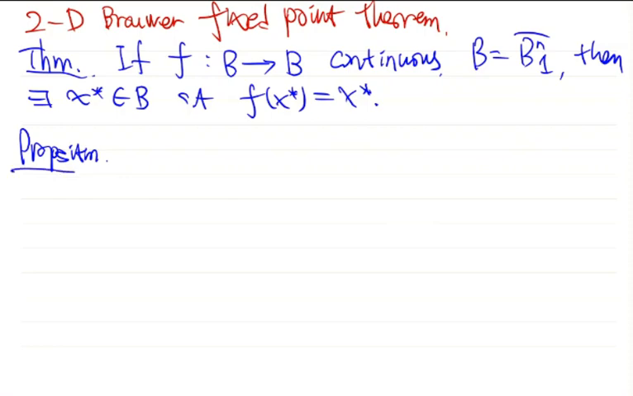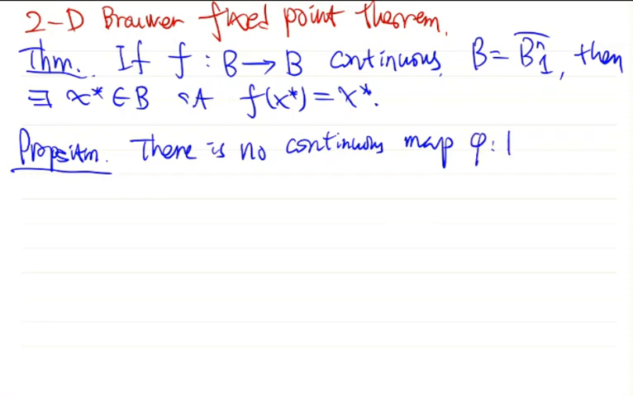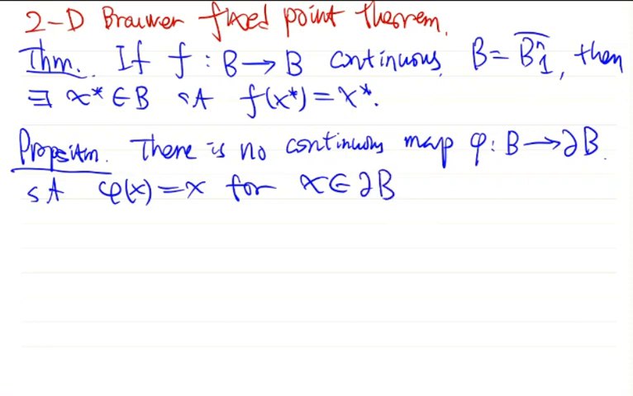There is no continuous map, say phi, from B to its boundary such that phi x equals x for x on the boundary of B. If you can prove this proposition, you can prove the Brouwer fixed point theorem. Okay, why? It is very simple. From the proposition, we prove the theorem.